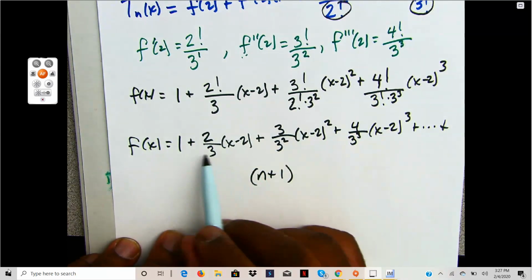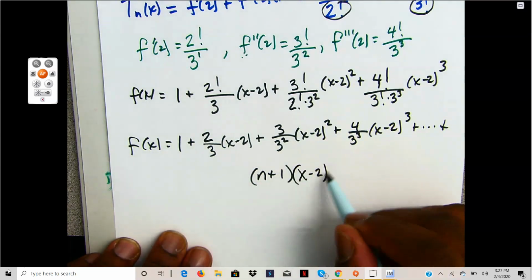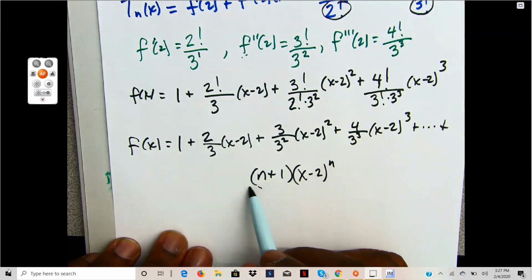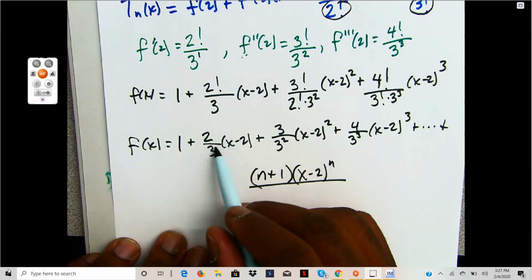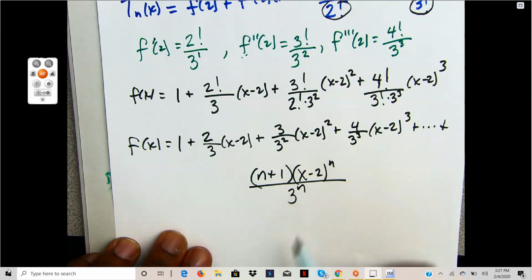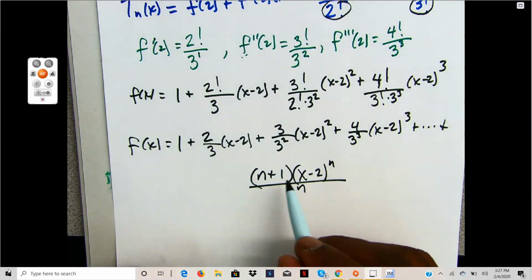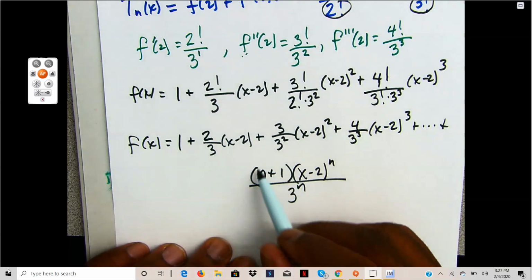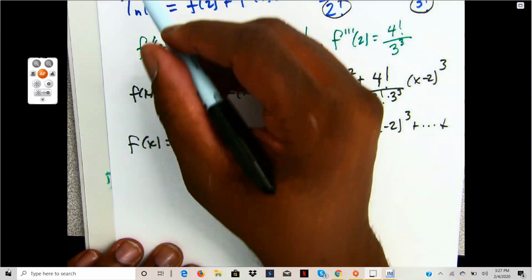Okay, we're also going to get an (x minus 2) to the n. In our denominator, we're going to get a 3. So this is 3 to the, when n is 1, 3 to the first, 3 to the second. So it looks like this is 3 to the n. So does that work? (n plus 1) over 3 to the n times (x minus 2) to the n. So this would be our general term. Okay, so that's part A.